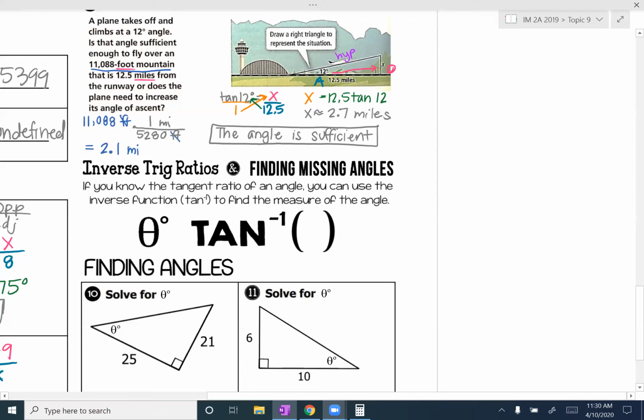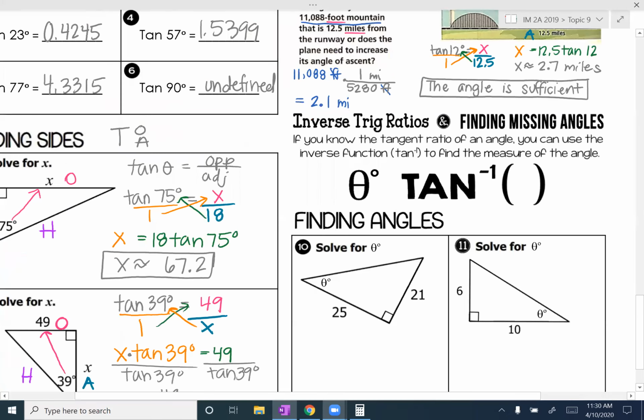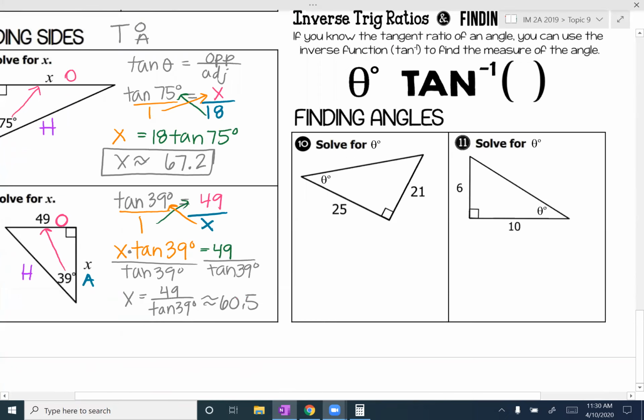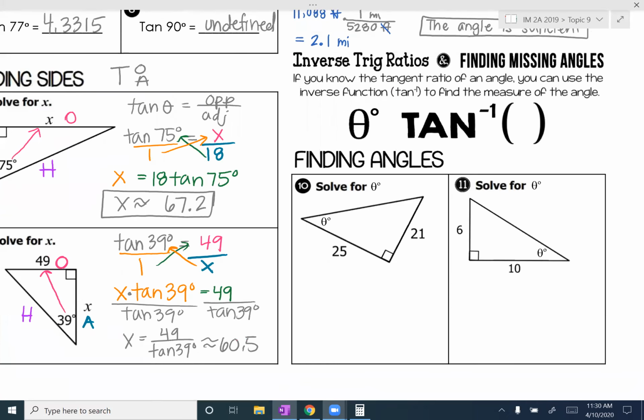Okay, so that is solving for sides. So we did two regular problems where we just have a triangle and one where it was an application. This next piece is solving for angles in a right triangle. So if I know two of the sides, I can solve for an angle in a right triangle.